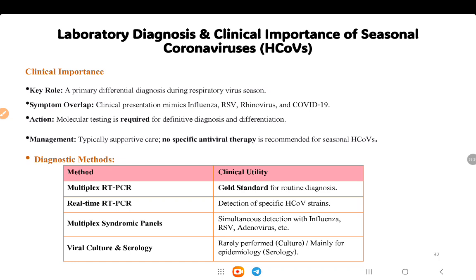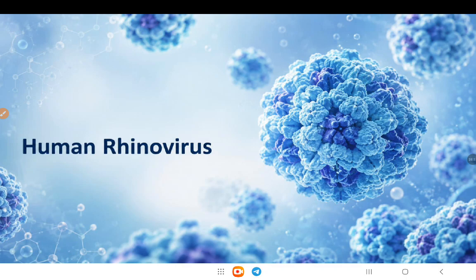Here you can see multiplex PCR is the gold standard. Real-time PCR we can use for specific human virus strains. Multiplex syndromic panels we use to diagnose the different respiratory viruses. Also viral culture and serology are not used for diagnosis of the patient. Serology we usually use in epidemiology and culturing for research.